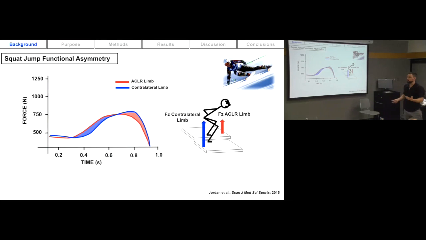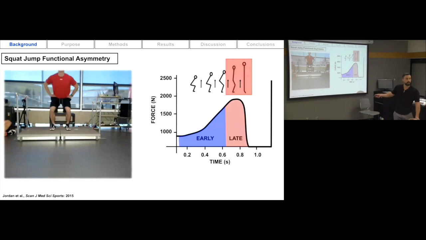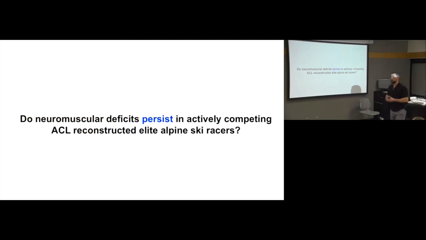So using a similar approach with the squat jump, we looked at the asymmetry in the early takeoff phase and the asymmetry in the late takeoff phase of the squat jump. So 2 types of jumps and 2 phases of interest for each jump. The question that I wanted to look at first was: in ACL reconstructed elite alpine ski racers who are now back racing, back to sport, do functional asymmetries and neuromuscular deficits persist despite them being back into full racing?